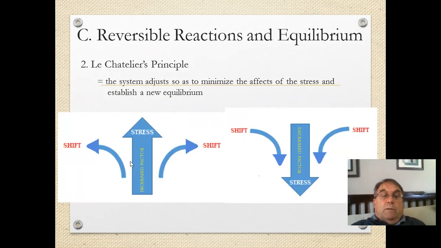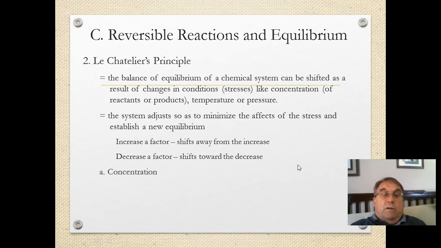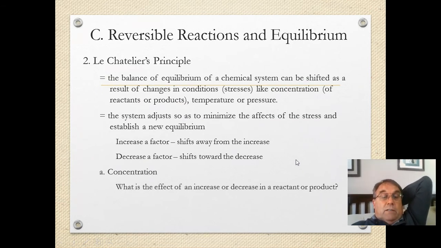Okay, so if you increase a factor, then the shift is away from the increase, whether it's a reactant or a product, or whether it's temperature or pressure. And decreasing a factor, the shift is towards the decrease. So let's look at each of these in terms of how they specifically play out. With concentration, what is the effect of an increase or decrease in reactants or products?